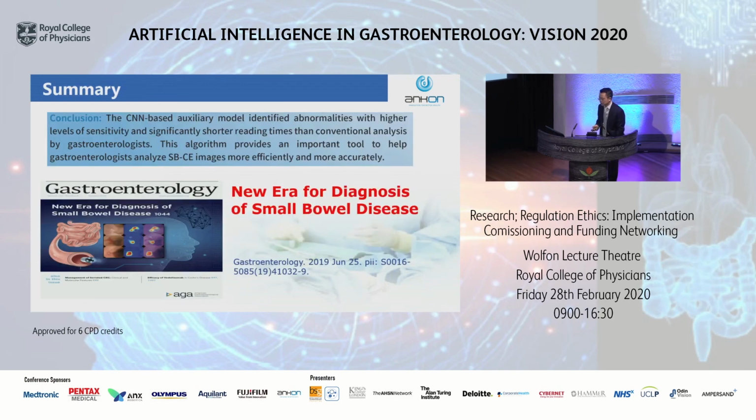To summarize, the CNN or deep learning-based auxiliary model identifies abnormalities with a very high level of sensitivity and significantly shorter reading time than conventional reading. This algorithm provides an important tool that can help doctors analyze small bowel capsule imaging more efficiently and more accurately. That basically concludes my talk today.